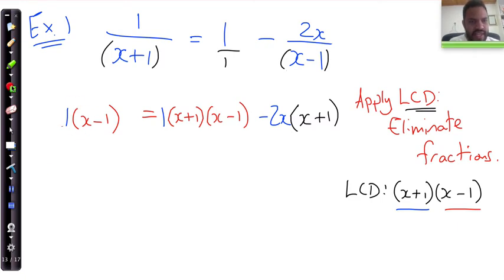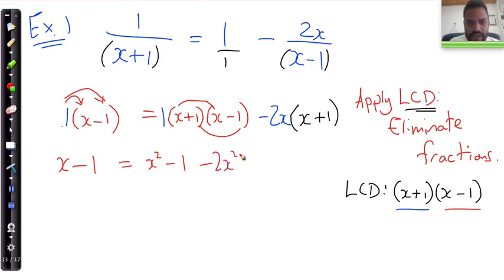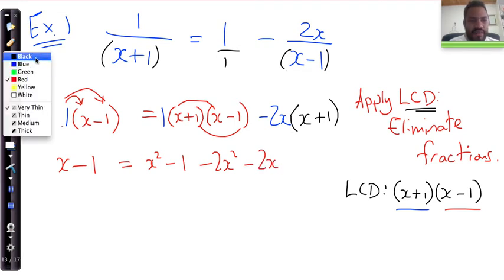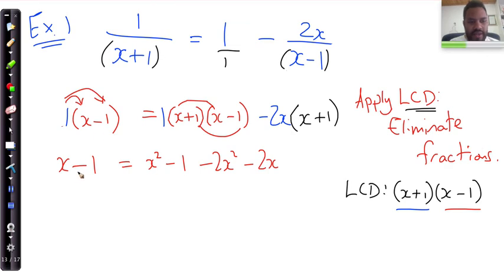That's going to give me 1 times this whole thing is just x minus 1. This is a difference of squares, so I can put down the minus, and then I just multiply out the first term and the last term. That's going to give me x squared minus 1, and this is going to give me negative 2x squared, right, minus 2x. Okay, now it's a simple case of adding up like terms and seeing where this takes us in terms of a quadratic. This minus 1 and this minus 1 cancel out with each other.